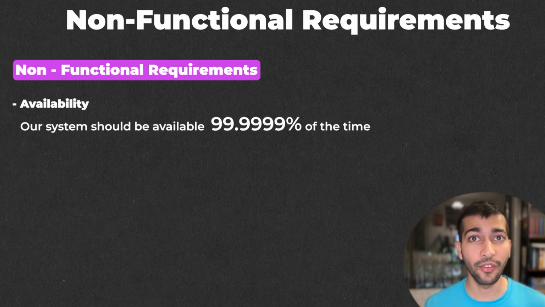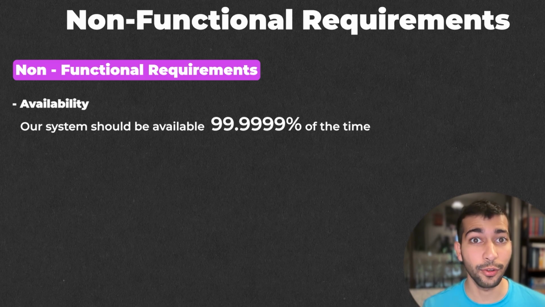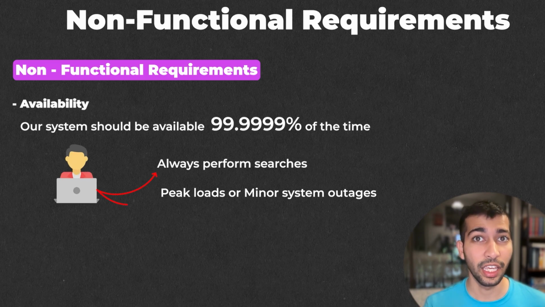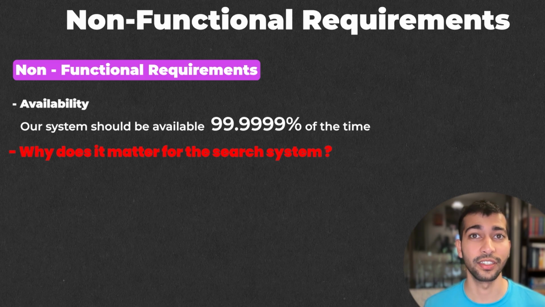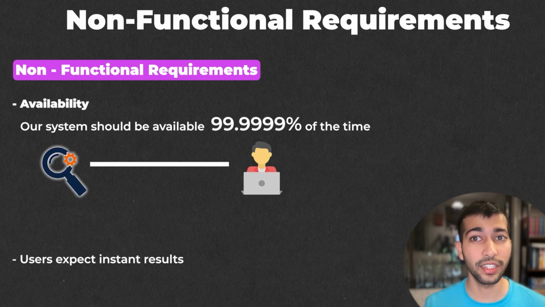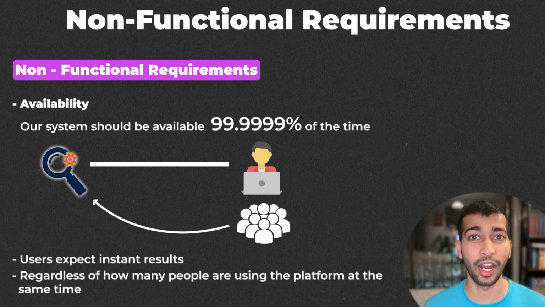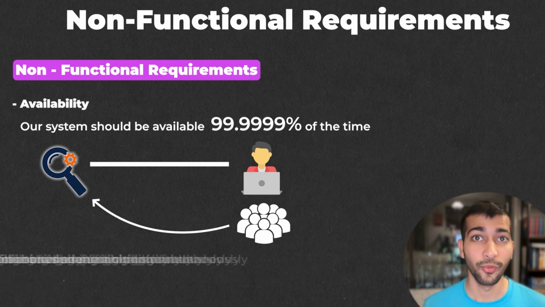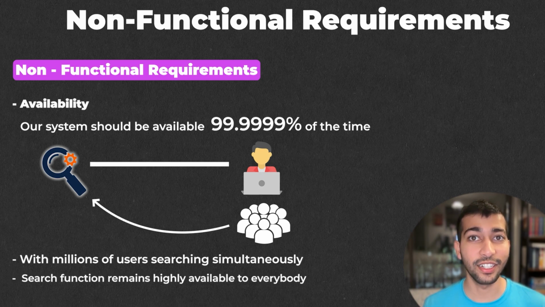Our system should be available 99.9999% of the time, that is 6 nines. This ensures that users can always perform searches even during the peak loads or minor system outages. Now, why does it matter for the search system? In search systems, users expect instant results, regardless of how many people are using the platform at the same time. With millions of users searching simultaneously, it's critical that the search function remains highly available to everybody.